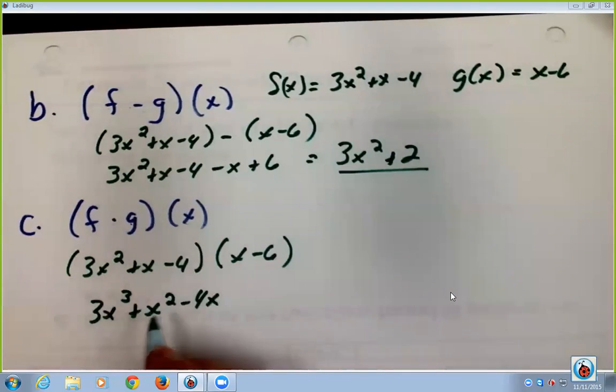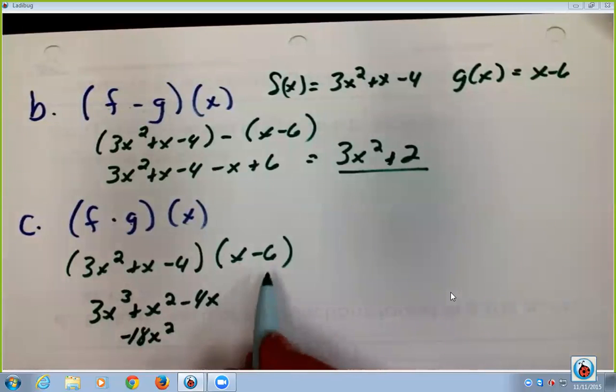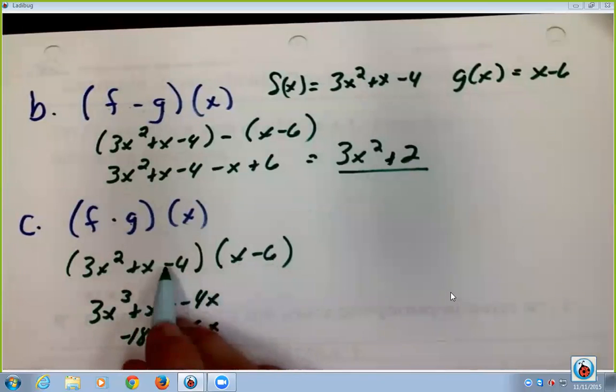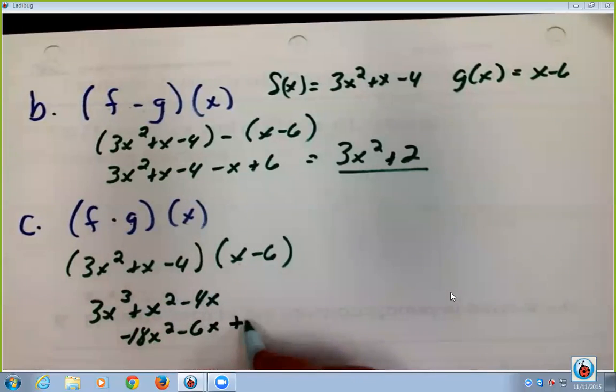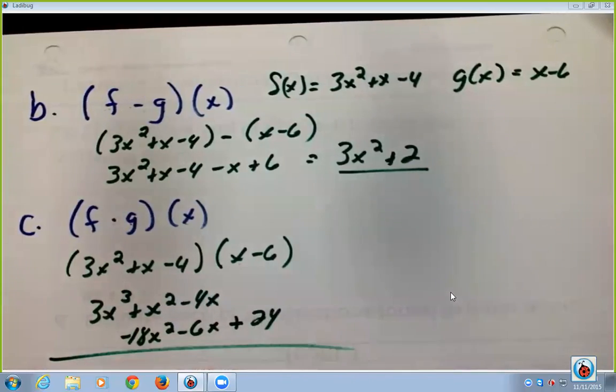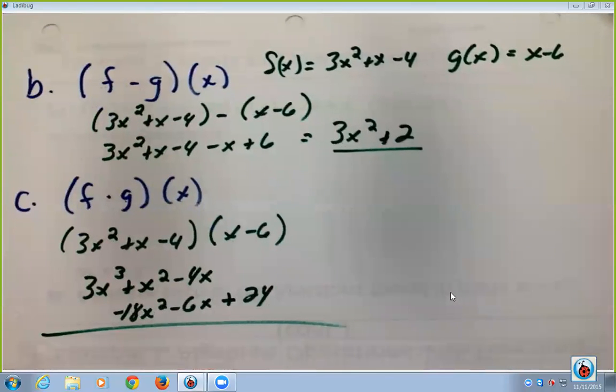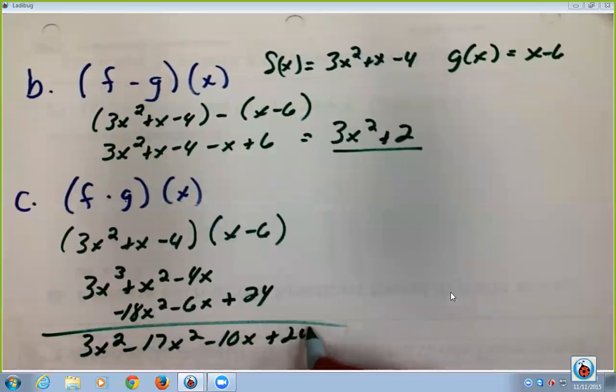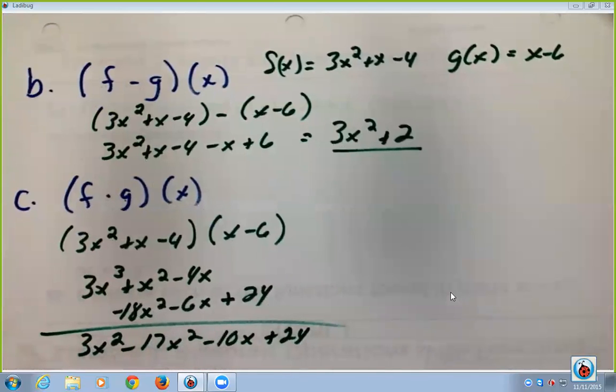So negative 6 times 3x squared is a negative 18x squared. Negative 6 times x is a minus 6x. Negative 6 times a negative 4 is a plus 24. And now I can take these and combine like terms. Get 3x squared minus 17x squared minus 10x plus 24. So it's kind of just an exercise of pulling all your stuff back together.